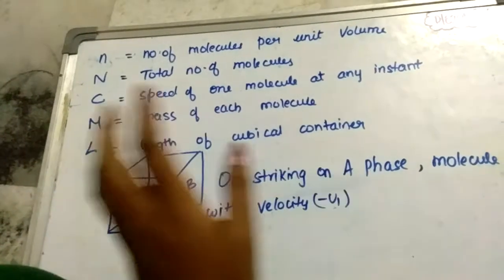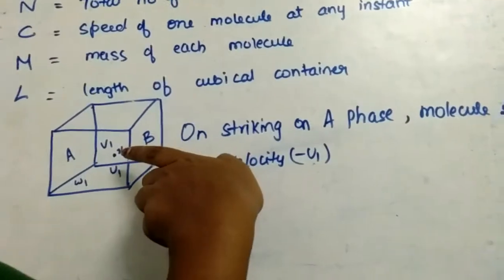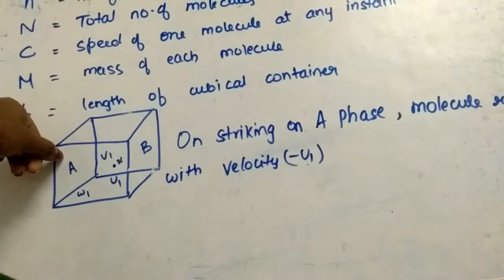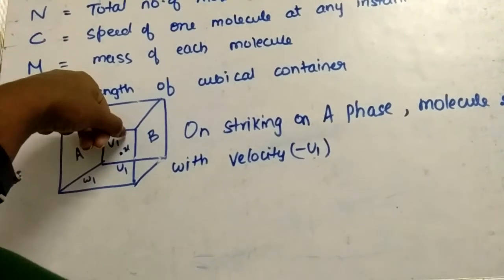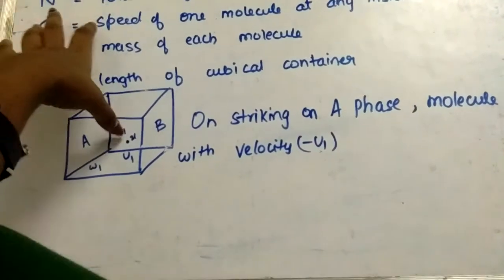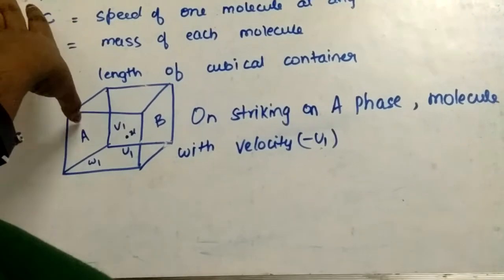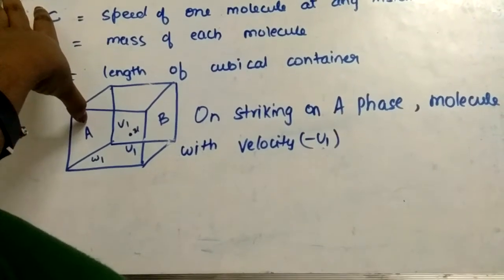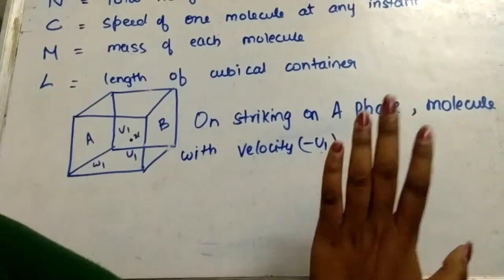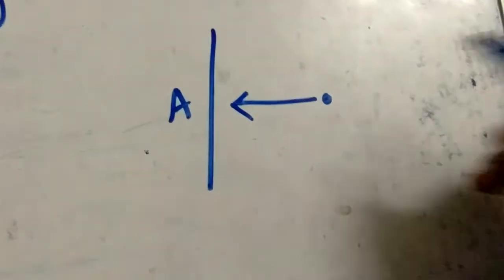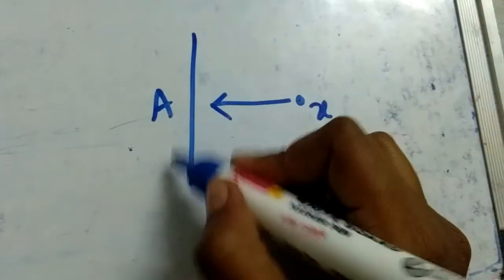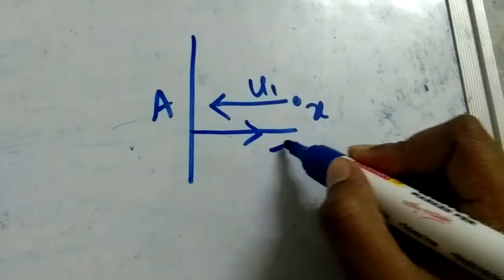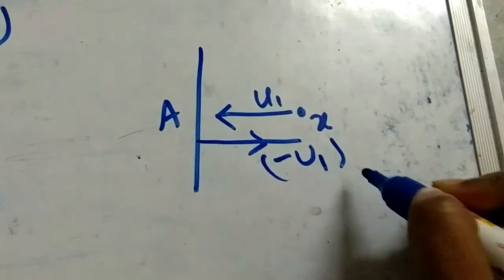Now we have assumed the particular molecule X over here. When X strikes face A, it rebounds. That's what will happen. When X goes and strikes face A, it will definitely rebound with velocity, and as the velocity is in the negative direction, the sign will be negative. So this is the molecule X. It will strike face A with velocity u1, and it rebounds with the same velocity but in the negative direction, that is minus u1. This concept we are using.